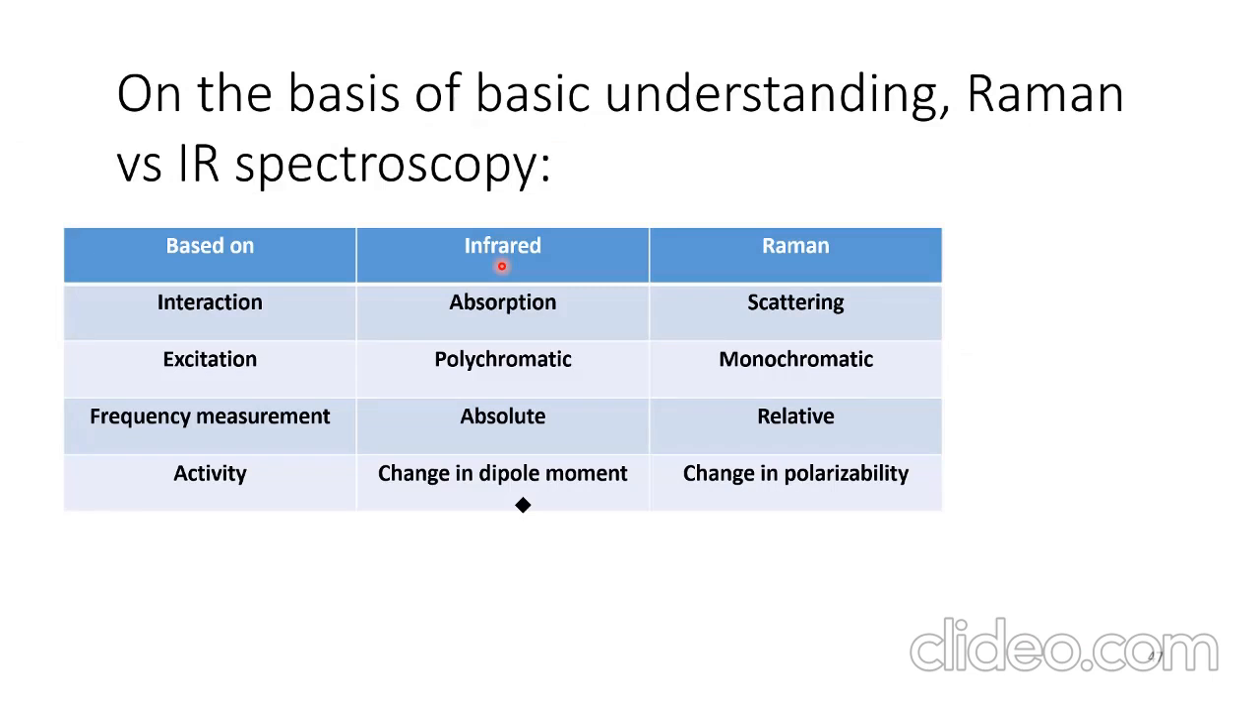So, on the basis of this understanding, we can differentiate between Raman and infrared. In infrared, basically absorption happens, while in Raman, scattering is the major phenomenon. For the excitation, we have polychromatic light, so we have a range of wave numbers in the IR. However, in the Raman, we generally use a laser, which is a fixed wavelength laser, that is monochromatic.